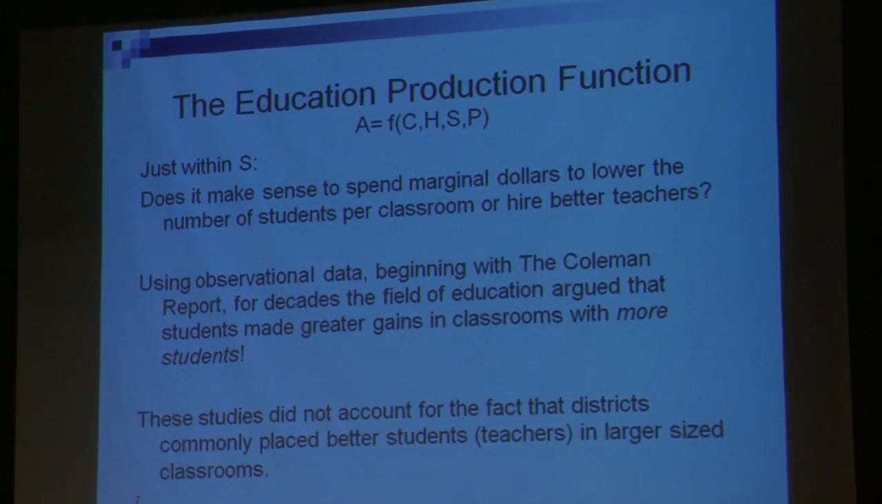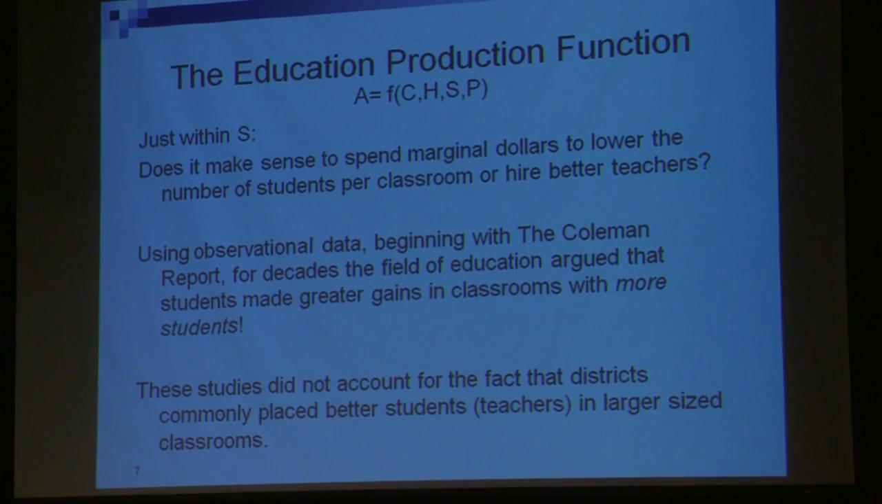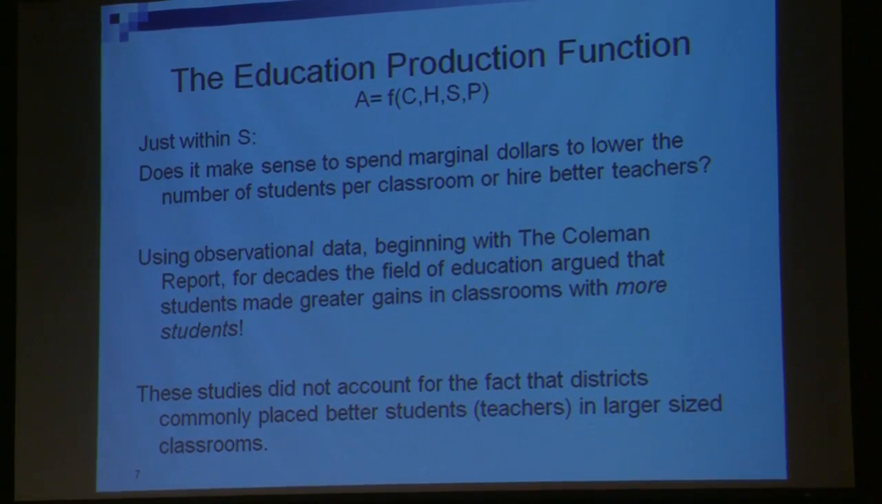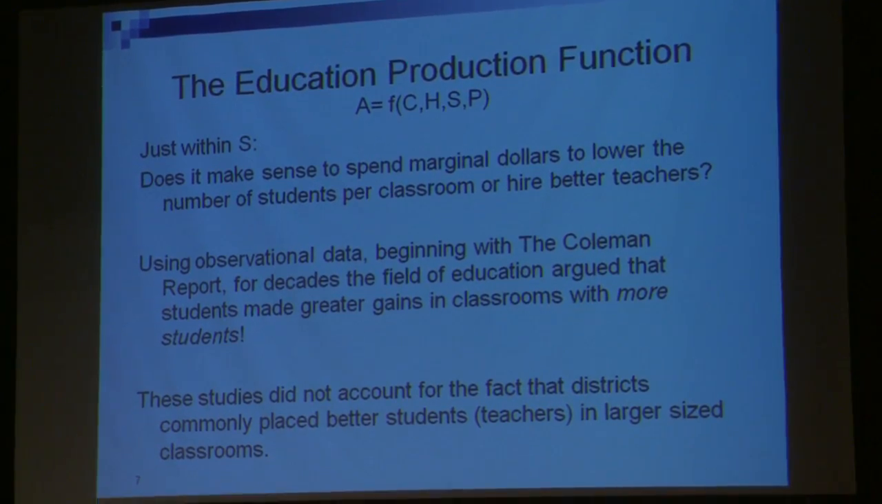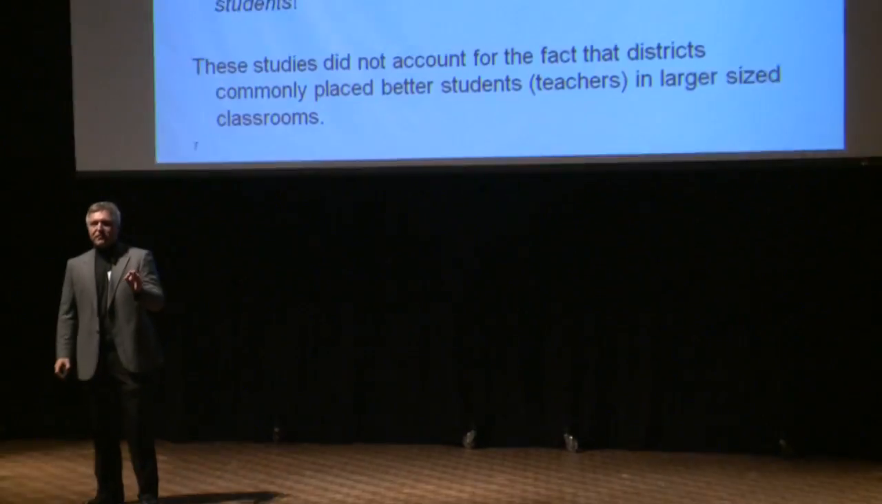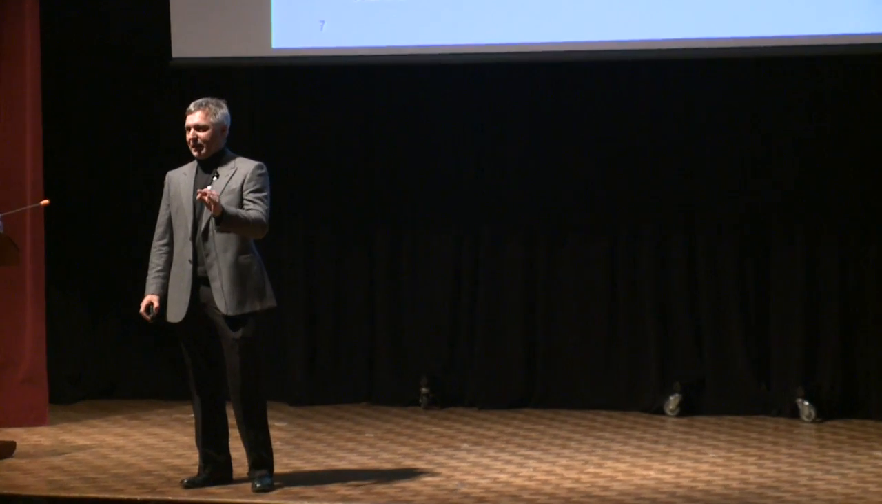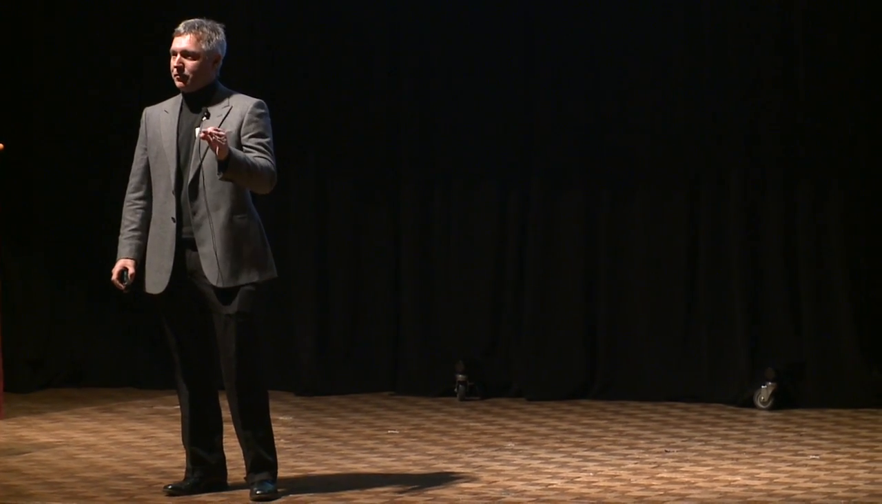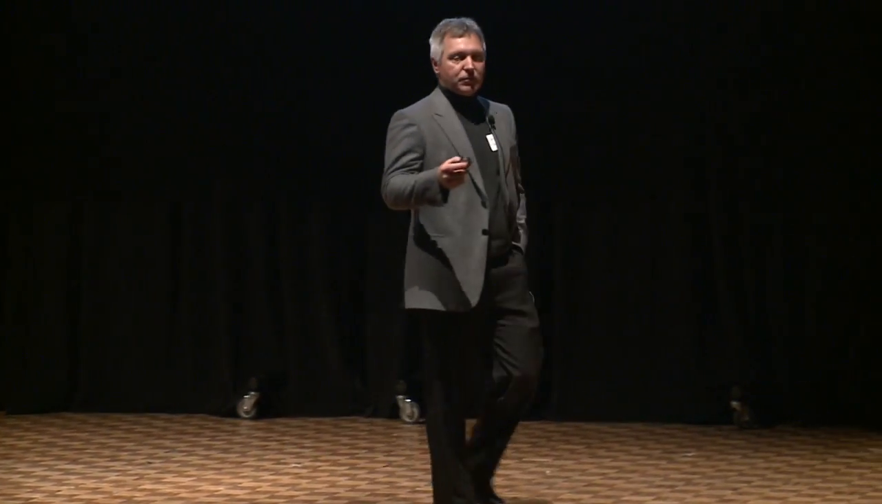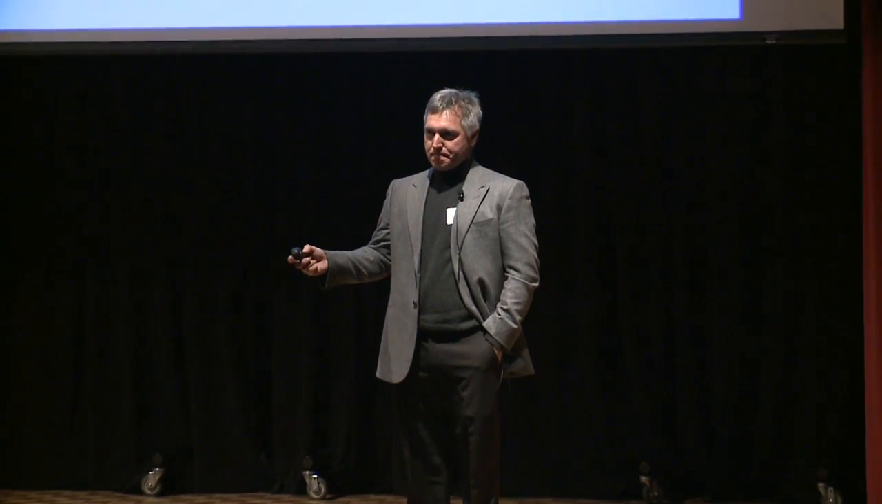In the end of the day, that result was completely wrong. The reason why it was wrong is because there were unobservables. You know what school districts did? They placed the best teachers in the largest size classrooms. They also placed the best students in the largest size classrooms. So this was a variable that was unobserved that the econometrician missed when he made his mounds and mounds of assumptions that led to this larger size classrooms lead to more gains. Okay?